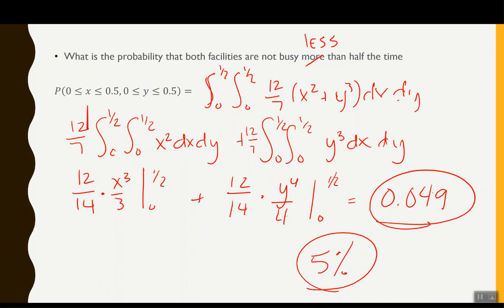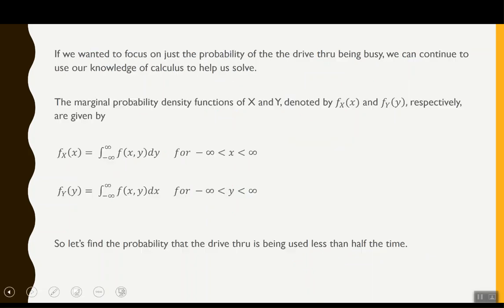Maybe we're trying to figure out if that's the best store to go to. Well, now, what if we wanted to just focus on the drive-through or just focus on the counter? We can still do that with the help of calculus. So if I wanted to know about just one factor, meaning either the drive-through or the counter, I could use what's called a marginal probability density function. And that would be these two functions here, right? So this is the function in terms of x, meaning in terms of going inside to the cashier. And this would be the function in terms of y, which is going through the drive-through.